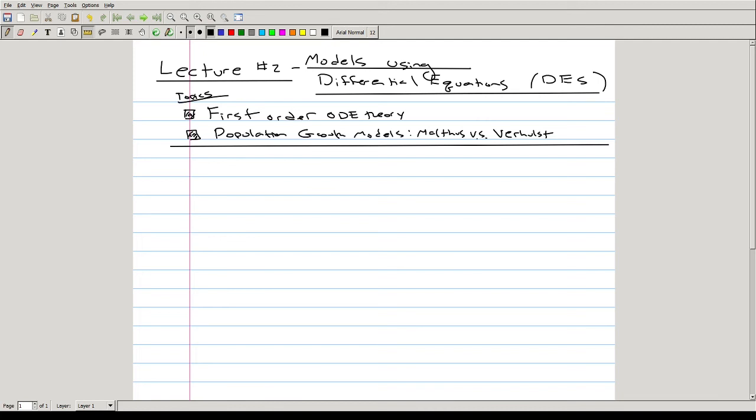Today I'd like to go over some basic summary of models using differential equations, and I'll talk about some general ideas with modeling using differential equations, as well as go over some specific examples from population growth, specifically the Malthus model and the Verhulst model of population growth. And I'm also going to talk about some first-order ordinary differential equations theory that you should hopefully be familiar with from your differential equations class, but I'll review a little bit of it.